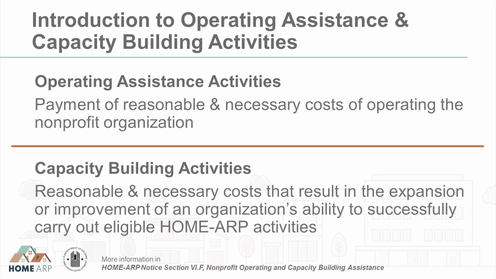Capacity building assistance is for general operating costs that will result in the expansion or improvement of an organization's ability to successfully carry out eligible HOME-ARP activities. Examples may include employee training or upgrades to materials or equipment. For a complete list of eligible costs for capacity building assistance, please see the HOME-ARP notice.